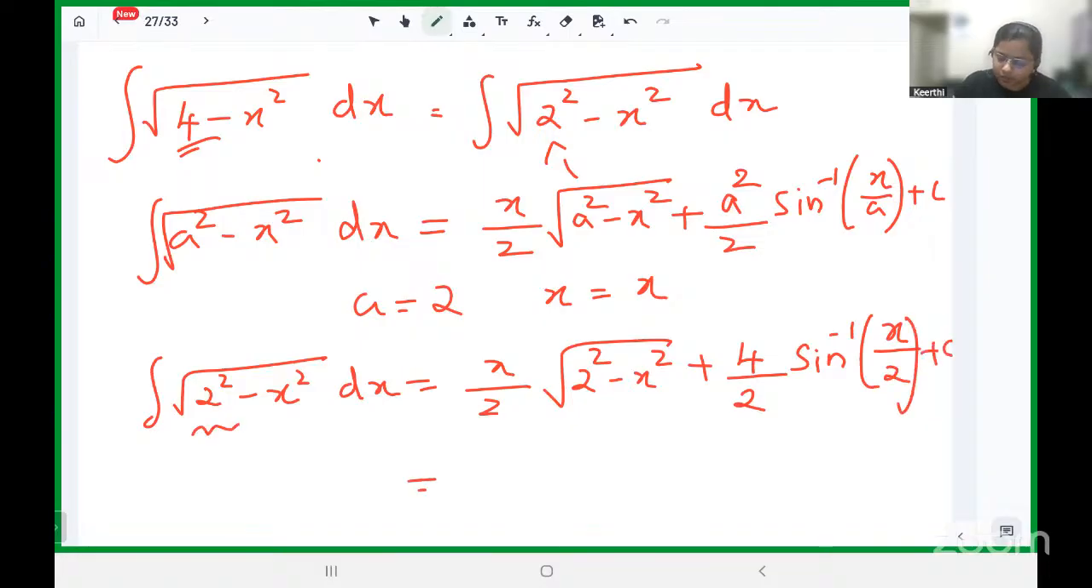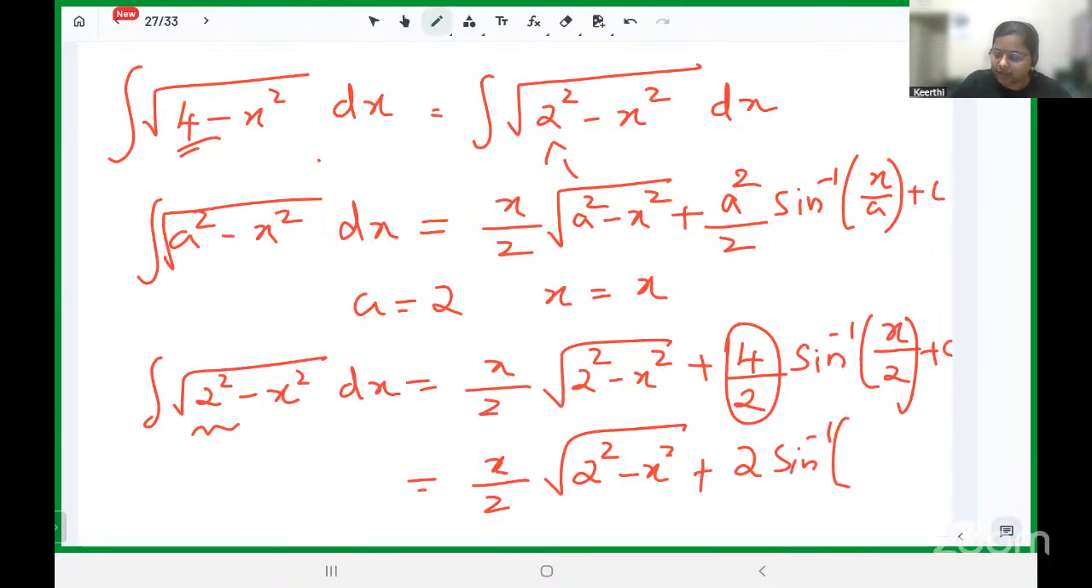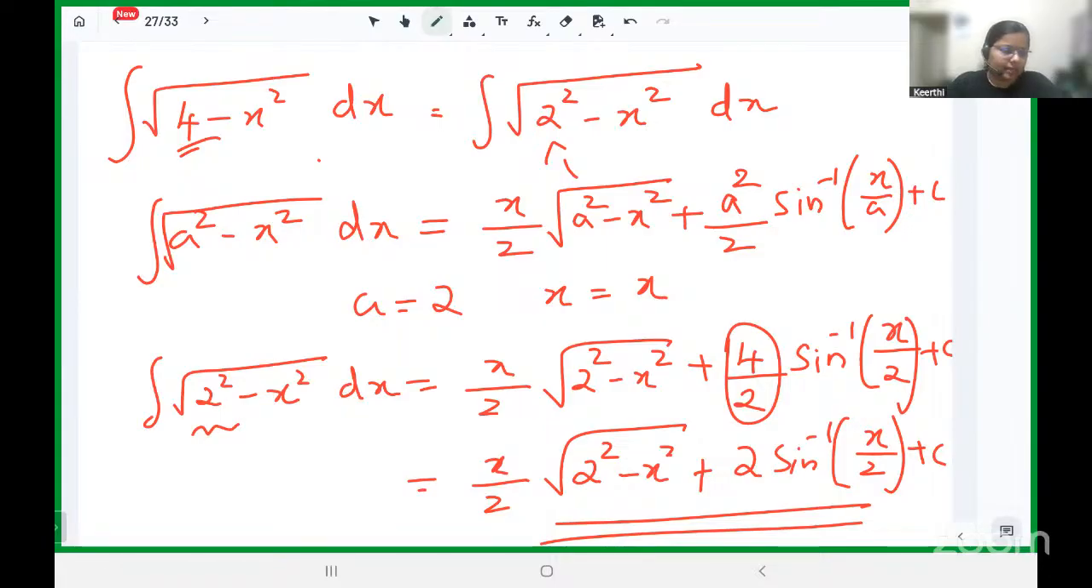So this is equal to x by 2 root of 2 square minus x square. We can cancel this, isn't it? So plus 2 sine inverse of x by 2 plus c. Alright, so we'll end this type here and we'll move on to the next type.